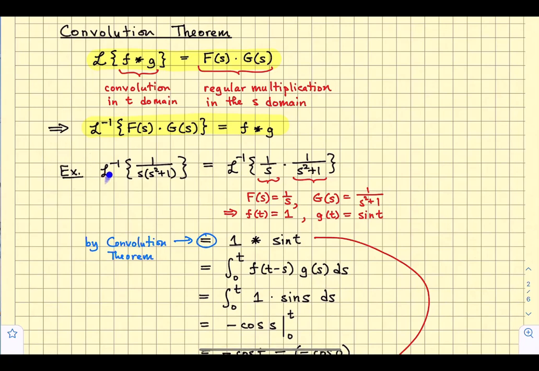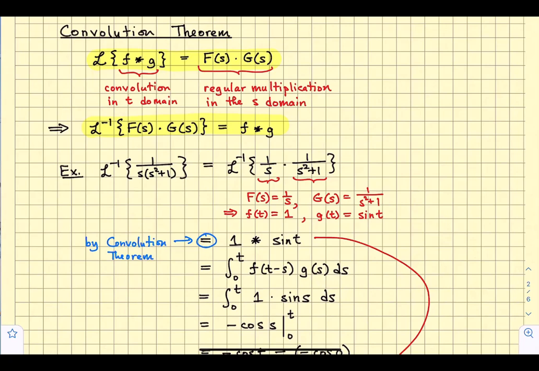If you want to take the inverse Laplace transform of 1 over s times s squared plus 1, well, first you can write it as a product, and here's the key. You need to be able to write it as a product, and the individual pieces need to be things that you know how to individually transform.